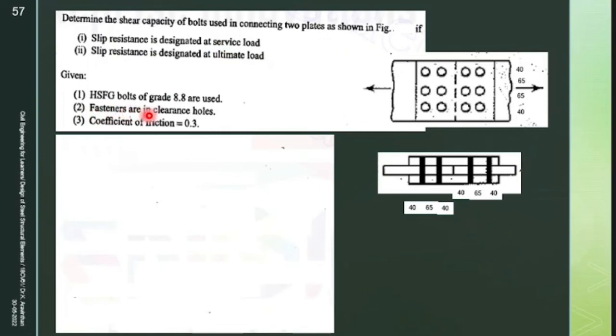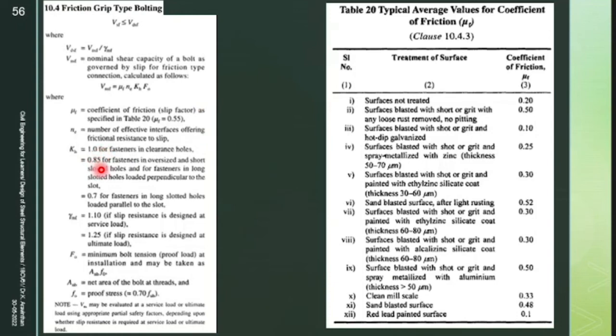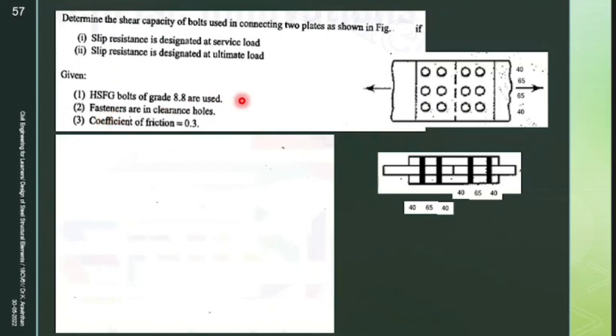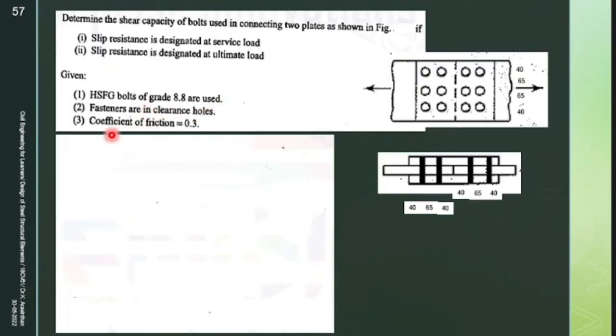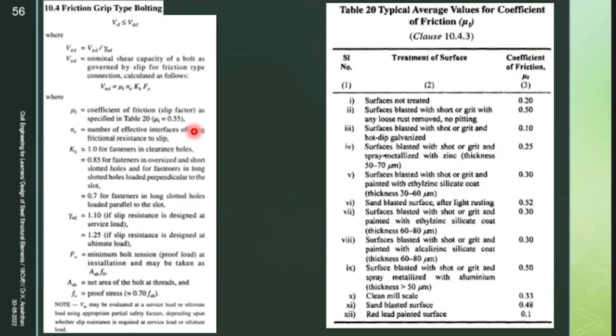The fasteners are in clearance holes. Can you find this difference? The three cases: under which case is your problem given? Fasteners are in clearance holes. Have they given this content here? You have to use then KB as 1 in this factor here, and they have given coefficient of friction as 0.3. They have not extended this component, which is the mu factor. Mu they have directly given as 0.3.